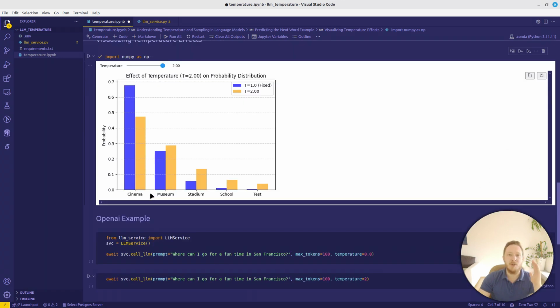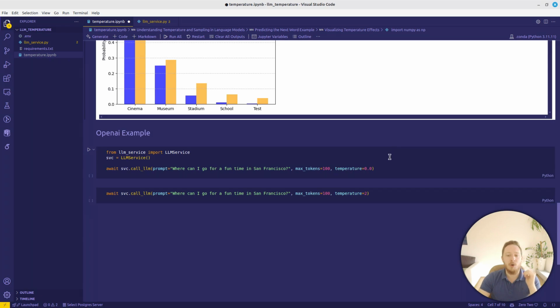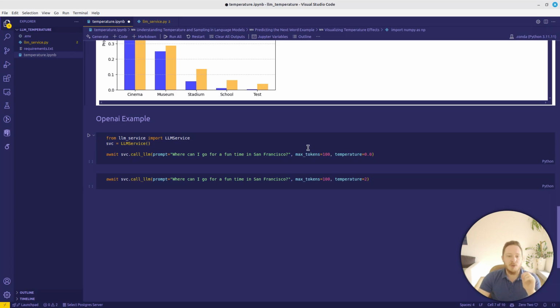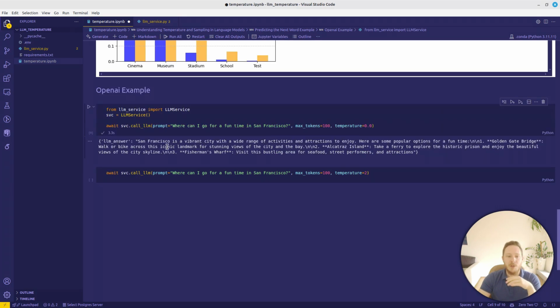Now let's make a concrete example by calling OpenAI. So I built an LLM service here, which basically just gets the OpenAI key and sends a request to GPT-4o. We can define max tokens and temperature, also prompt and system prompt. And I'd say max tokens of 100. We don't need a large response here. With a temperature of 0, where can I go to for a fun time in San Francisco? So here we can see a result.